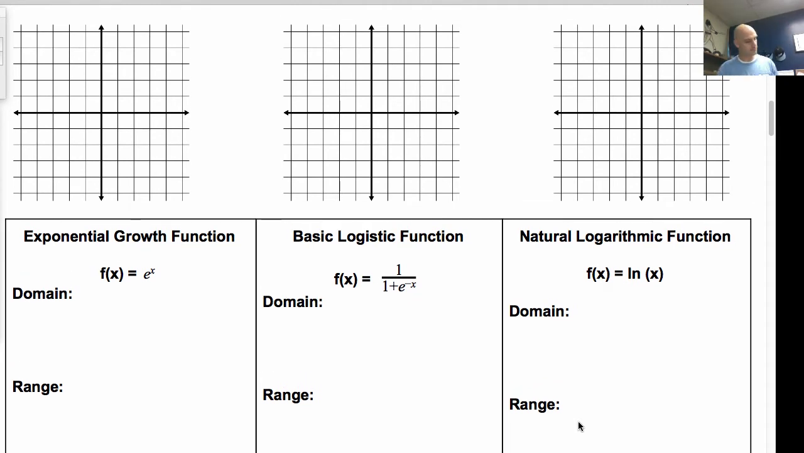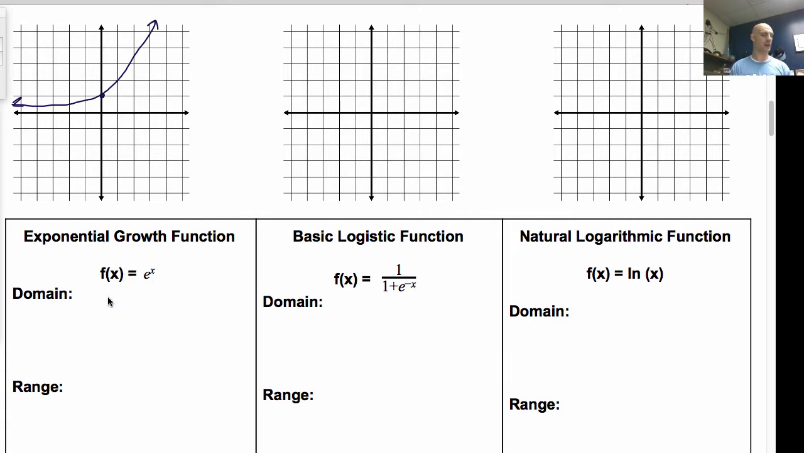Exponential growth function. The exponential growth function looks like this. It's e to the x. And so e to the 0 would be 1, because anything to the 0 power is 1. And our exponential growth function looks like this. Okay, exponential growth. Bacteria grow in this way. And so labeling this, putting the significant point in there, is a good idea.